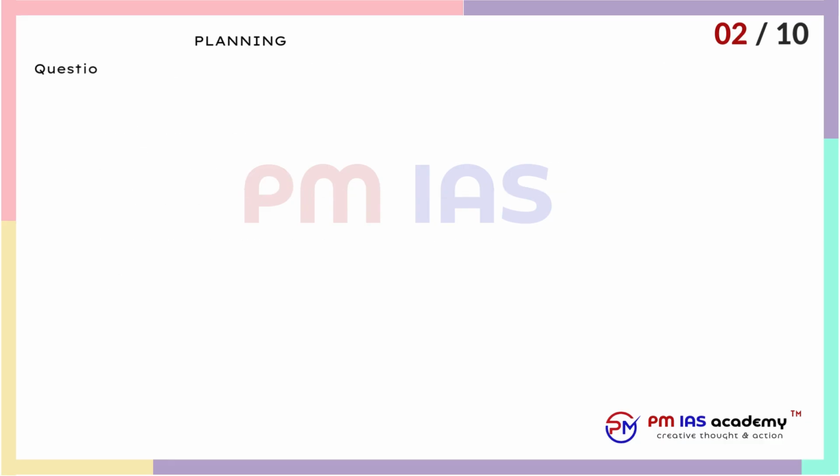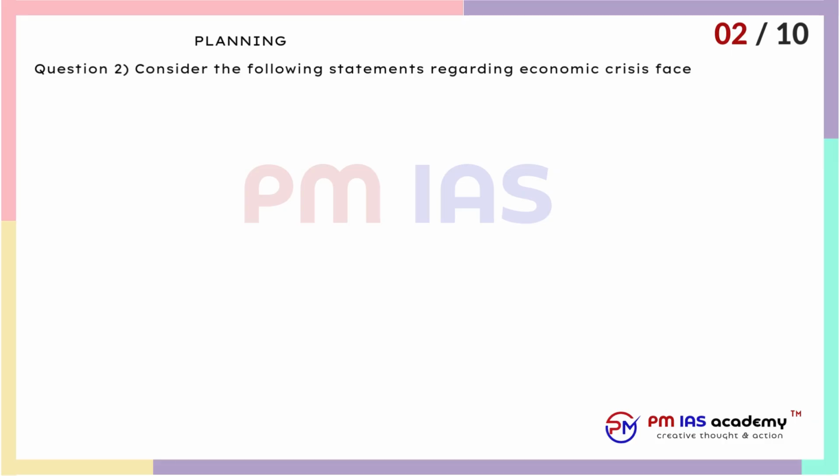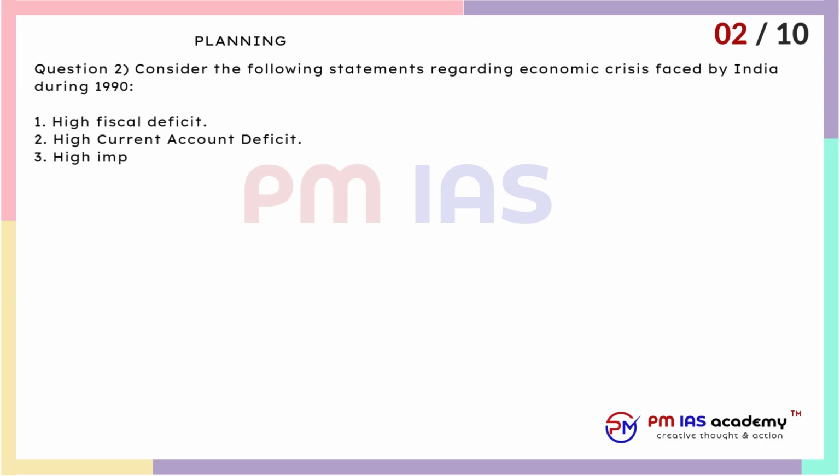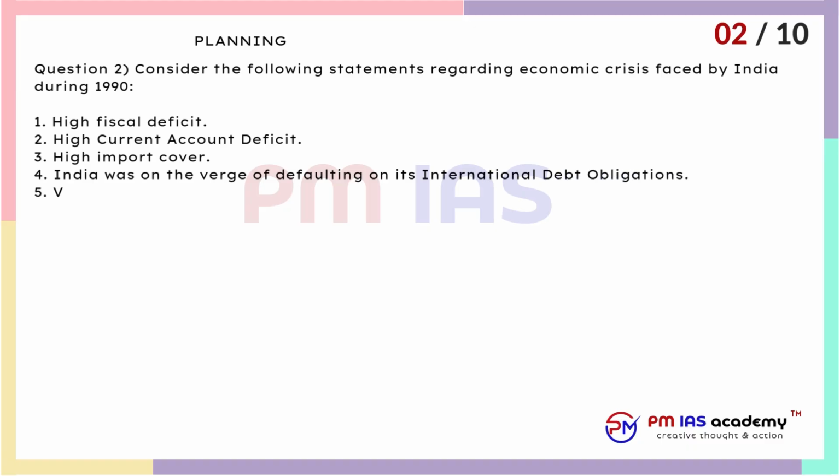Question 2. Consider the following statements regarding economic crisis faced by India during 1990. 1. High fiscal deficit. 2. High current account deficit. 3. High import cover. 4. India was on the verge of defaulting on its international debt obligations. 5. Very high inflation rates. Which of the statements given above were the reasons for the economic crisis?